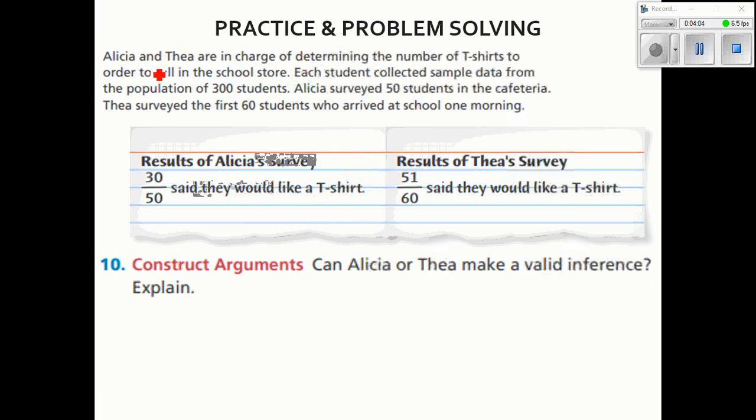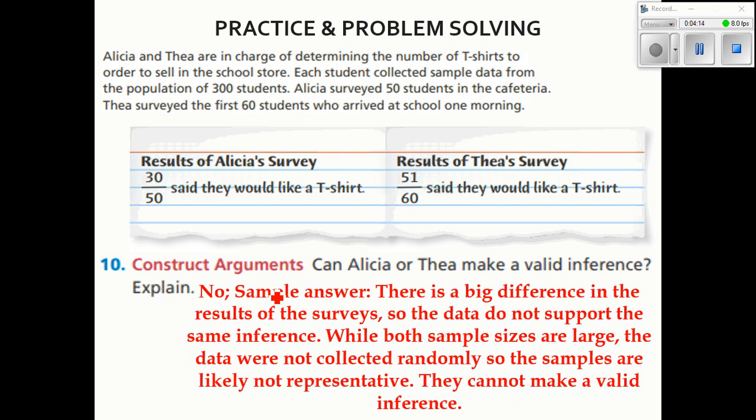Now it says Alicia and Thea are taking their data and asking, can Alicia and Thea make a valid inference and explain? Well, no, they can't. There's a big difference in the result of the survey. Remember, Alicia had 180 kids out of that group of the 300, and Thea had 255. That's a huge difference. So the data does not support the same inference.